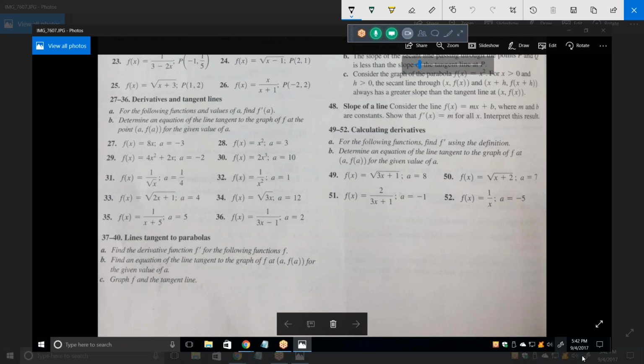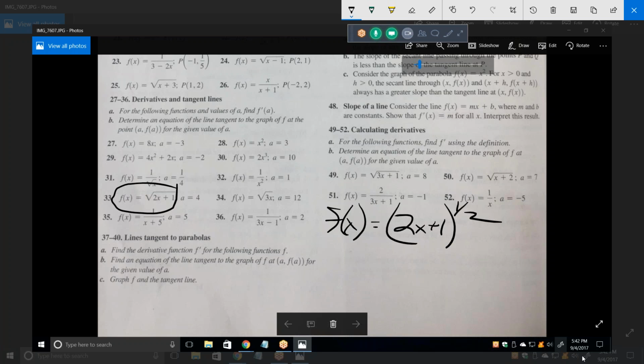In other words, here's our function. But radical signs don't do you any good in calculus. You always want to turn radical signs into fractional exponents. So f of x is really this. It's 2x plus 1 to the 1/2 power, right? Now use the power rule on that. What's f prime of x?